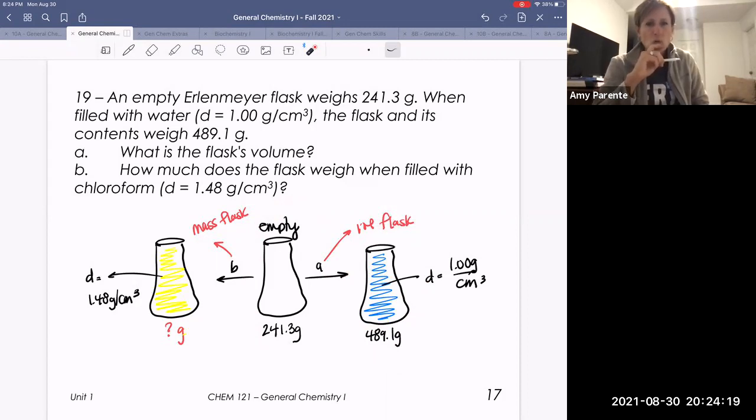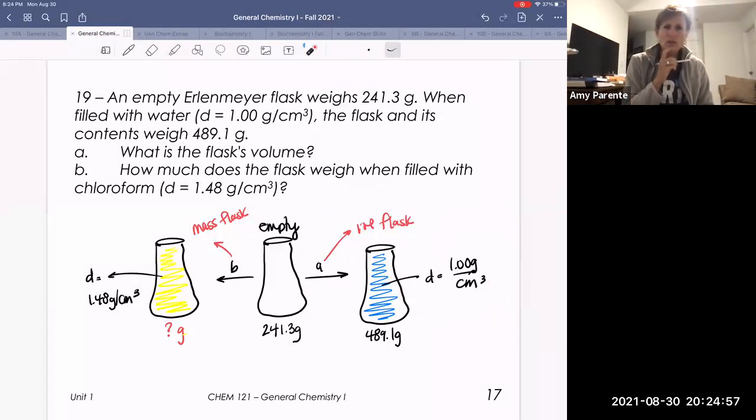So part A asks us to think about what the flask's volume is. I can actually get the volume from that initial information. It tells me that the density of the water in there is 1 gram per cubic centimeter. So I can do some unit conversions and part A can give me the volume of the flask. Now that I know the volume of the flask, this is one of those problems that builds. So this is an A-B that needs to be done consecutively.